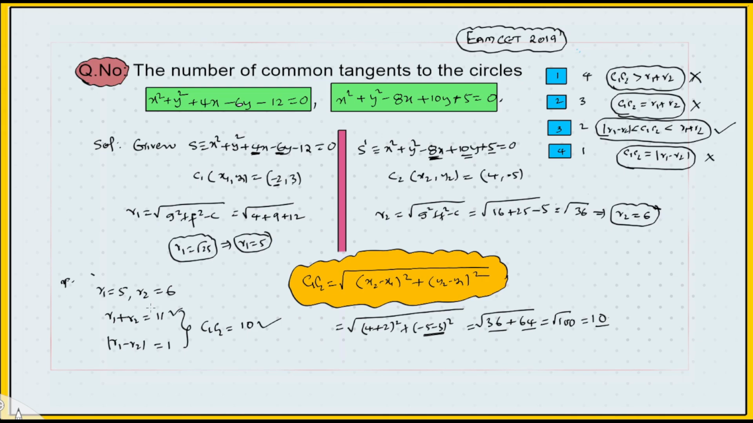Therefore C1C2 lies between mod R1 minus R2 and R1 plus R2. So our third option is the right option. Okay.